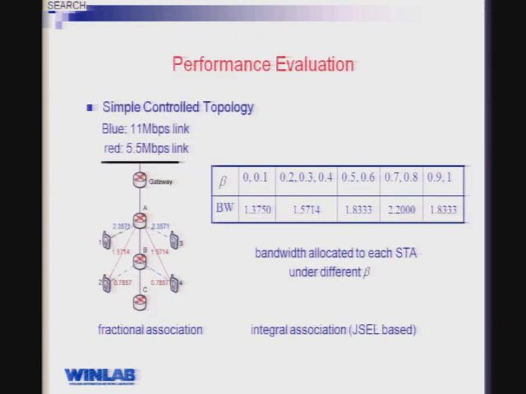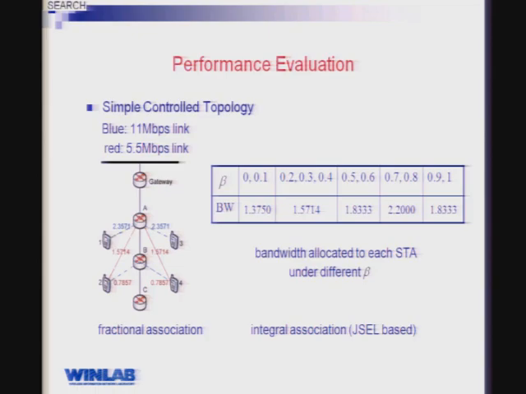Okay, so now we present some results for performance evaluation. We first consider the simple control topology, and the backbone topology is a chain, and we use the blue to denote the 11 megabit link, and the red to denote the 5.5 megabit link. And we see that in this case, if we use a fractional association, then each user gets equal bandwidth, in which users 2 and 4 associate with 2 access points, while users 1 and 3 associate with only 1.